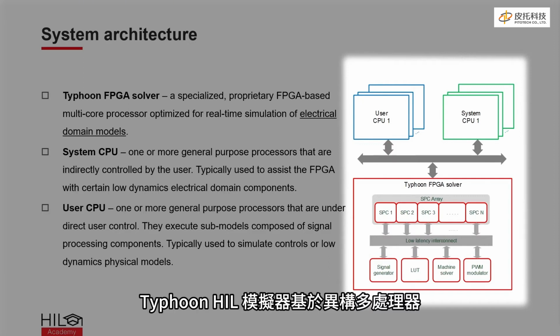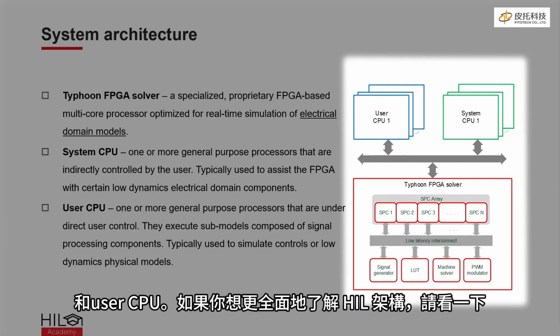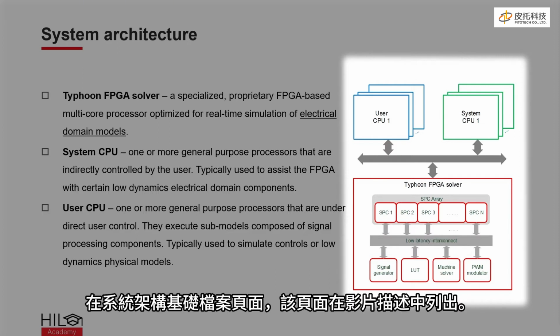Typhoon HIL simulators are based on a heterogeneous multiprocessor architecture. Every HIL device has these three elements: Typhoon FPGA solver, system CPU, and user CPU. If you want to understand the HIL architecture more comprehensively, take a look at the System Architecture Basics documentation page, which is listed in the video description.